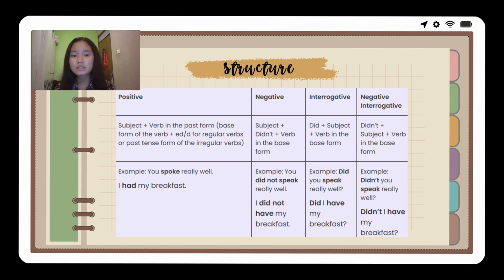The third one is interrogative. Interrogative consists of did plus subject plus verb in the base form. The example is did you speak really well and did I have my breakfast? And the last one is negative interrogative. Negative interrogative consists of didn't plus subject plus verb in the base form, and the example is didn't you speak really well and didn't I have my breakfast?